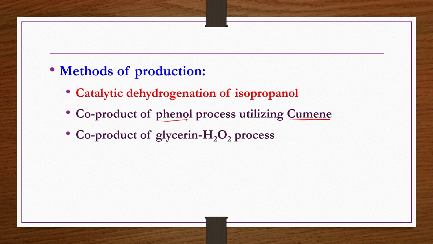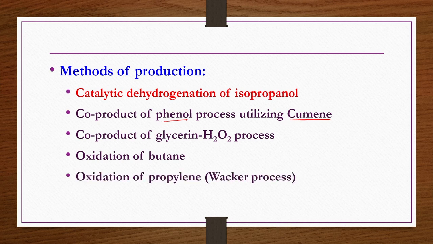Then co-product of glycerin, hydrogen peroxide process. This is nothing but the synthetic glycerol production process we have just seen from propylene via allyl alcohol via acrolein reactions or acrolein process. In that process also we have seen that acetone is being formed as one of the co-products. Then oxidation of butane is one other option. Oxidation of propylene, the Wacker process, is also one option. And then fermentation of molasses is also one option to get acetone.